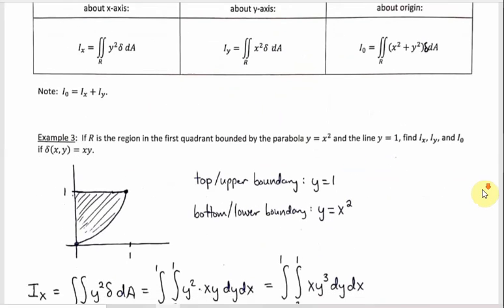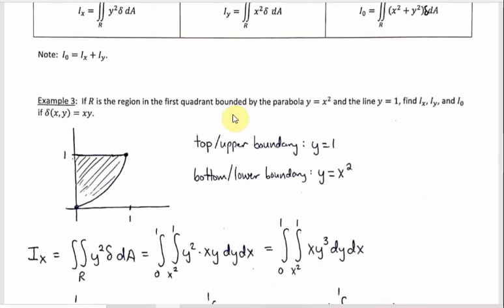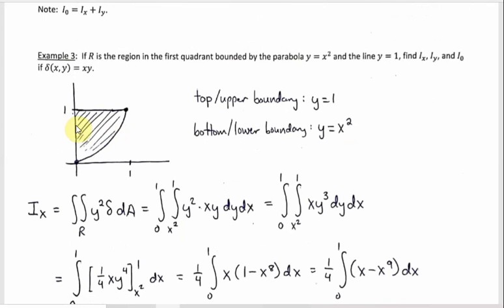So let's see, here, R is in the first quadrant, bounded by the parabola, which you can see right there, then y equals 1, which is up there, and we want to get I sub x, I sub y, and I sub 0. And there's our function for density. So delta is x times y. I drew out the picture just to get the bounds for integrating with respect to y. Or you could integrate with respect to x first if you wanted to. It's about the same degree of difficulty. But y equals 1 is clearly the thing that's on top, and the thing on the bottom is y equals x squared.